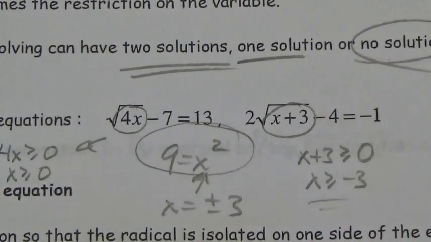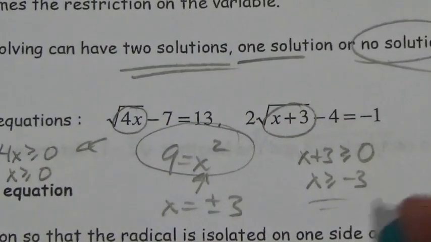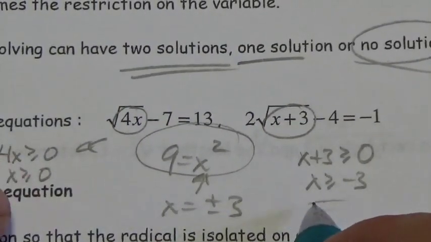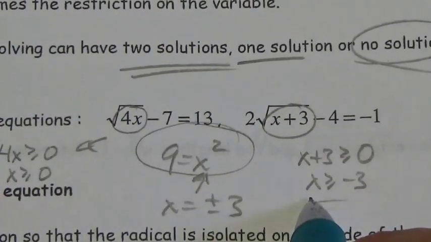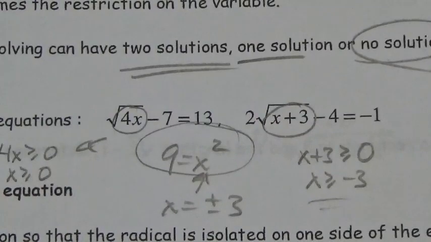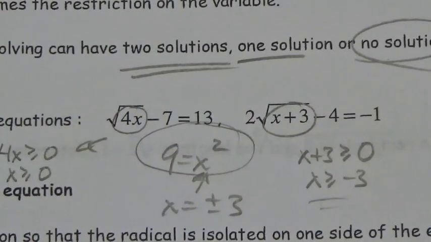So a couple ways I can check my answers is to simply go to my restriction and ask: do the answers that I get, do any of them satisfy the restriction that I got on that variable? If yes, then those are solutions. If not, then you ignore them. Okay, so let's take a quick look then.